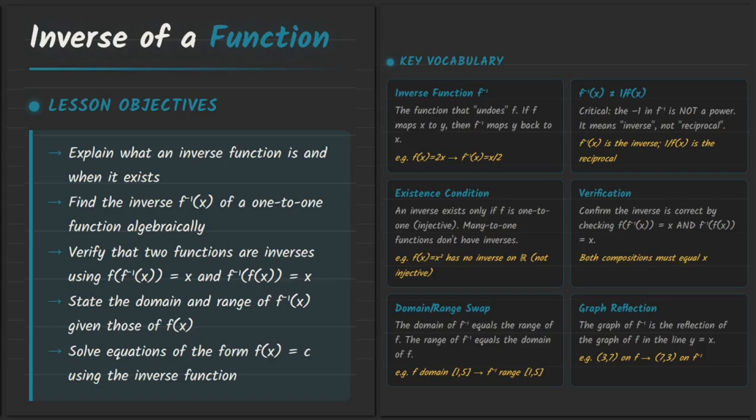In this lesson, we are looking at the inverse of a function. By the end of this lesson, you should be able to explain what an inverse function is and when it exists. You should be able to find the inverse of a one-to-one function algebraically. You'll be able to verify that two functions are inverses using the notations. You should be able to state the domain and range of the inverse given the function. And finally, you should be able to solve equations of the form f of x equals c using the inverses.